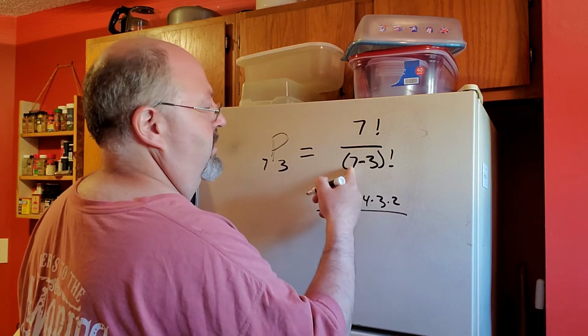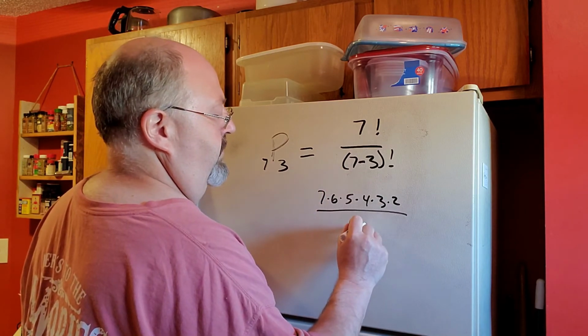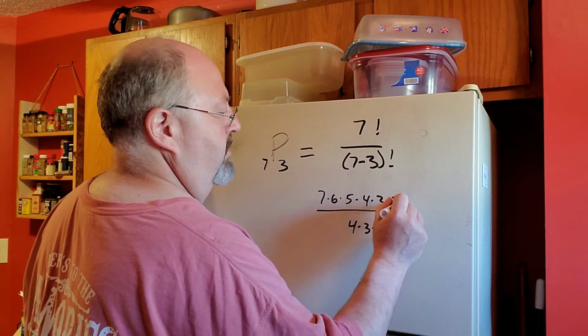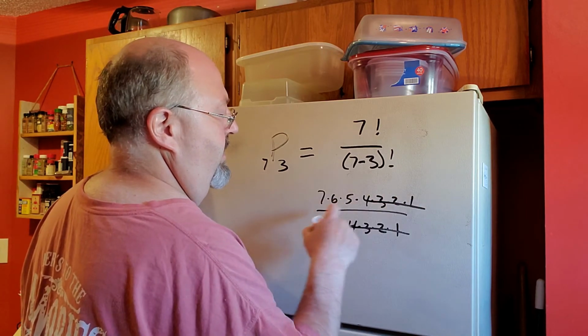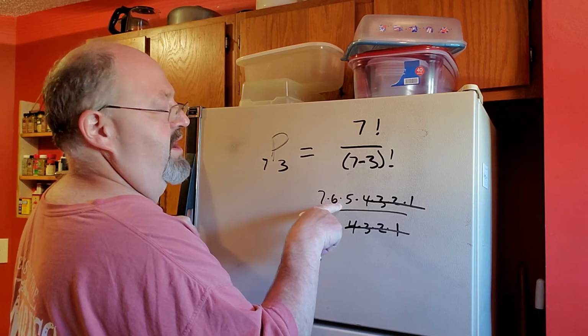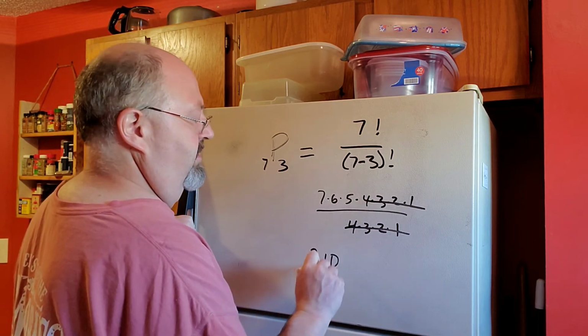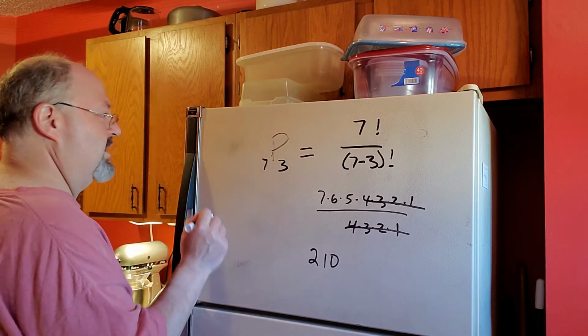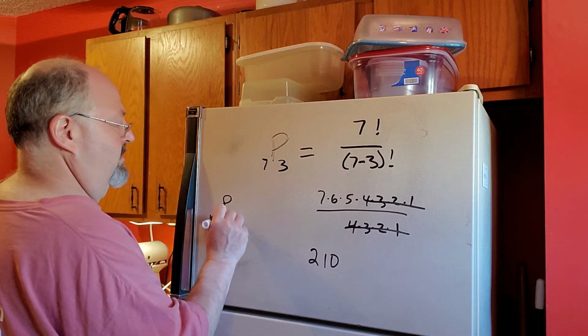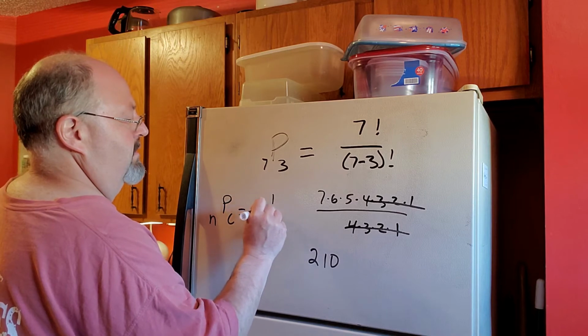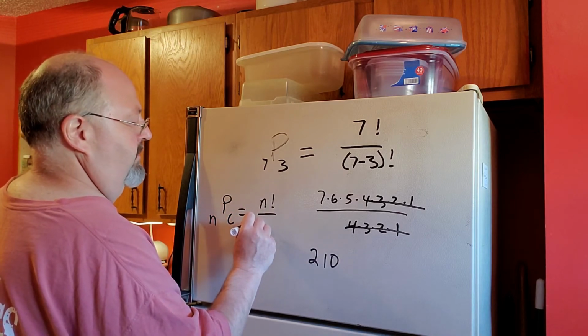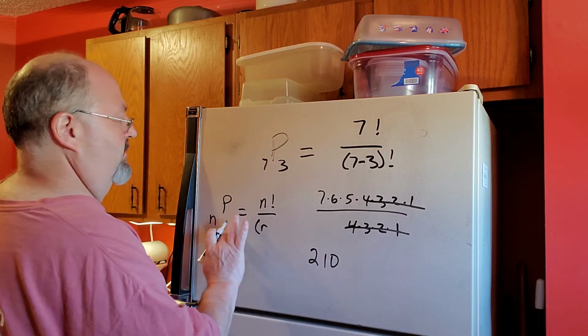So this is 7, 6, 5, 4, 3, 2. We don't need the 1. All right, 7 minus 3 is 4, so this is 4 factorial. And we'll go ahead and put the 1. That cancels with that. So 6 times 5 is 30 times that. So there's 210 different ways to do that. So mathematically, that's written like this. That's not a C, that's an R.